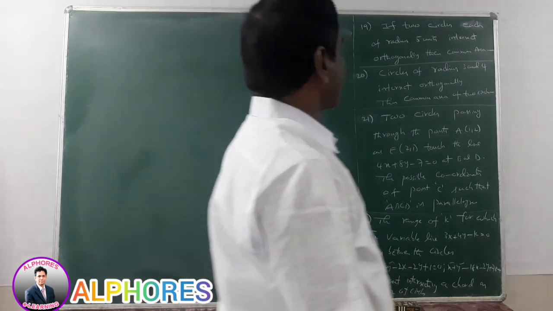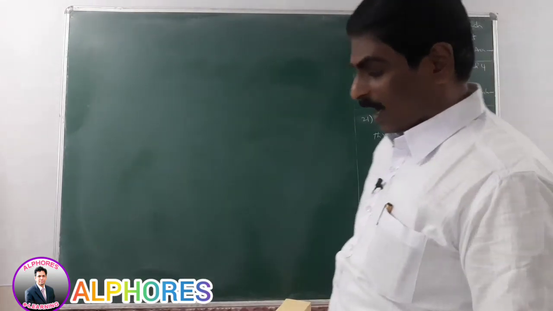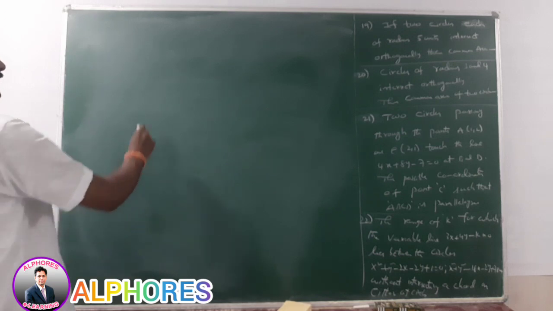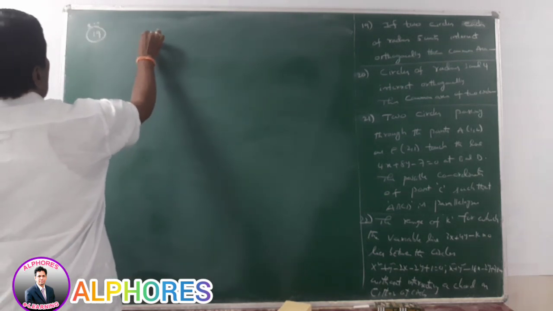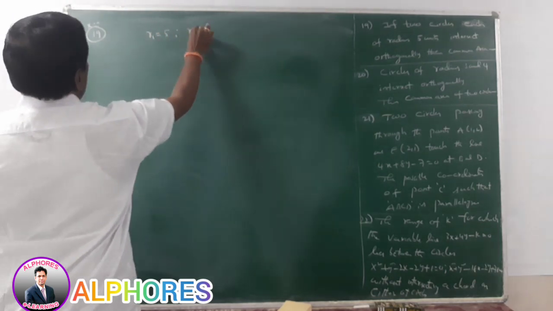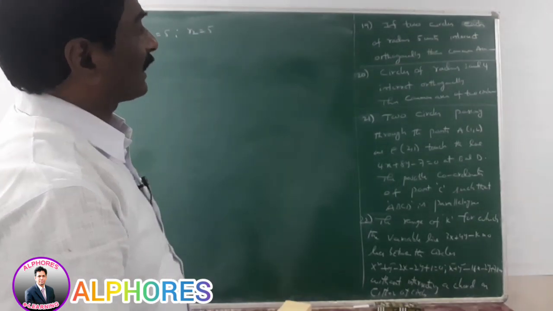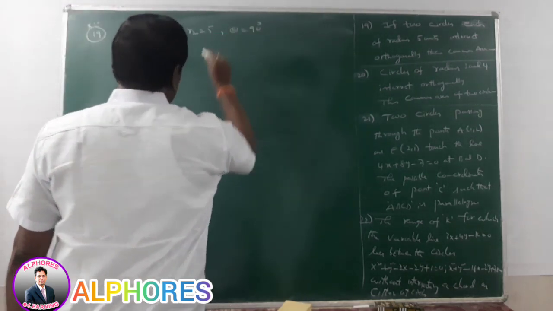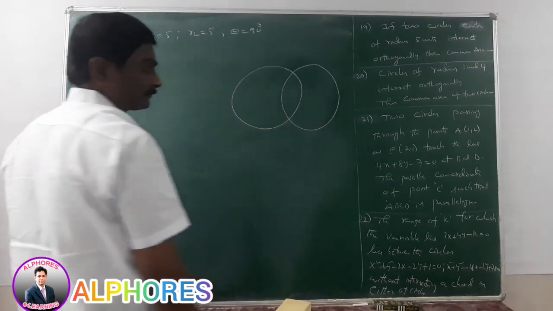Next, question 19. If two circles each of radius 5 units intersect orthogonally, then the common area bounded by the two circles is dash. The two circles each of radius 5 units, it is also very, very important. R1 is equal to 5 units, R2 is equal to 5 units. The two circles have equal radii and are intersecting orthogonally. That means the angle between the two circles is equal to 90 degrees.